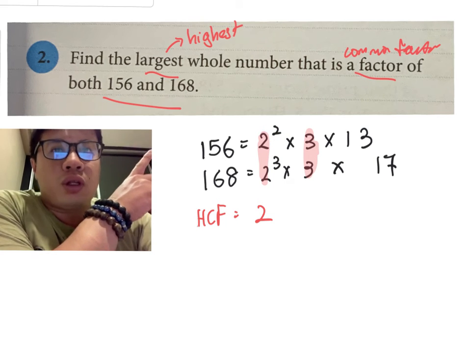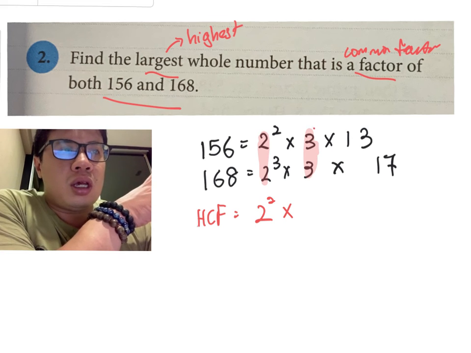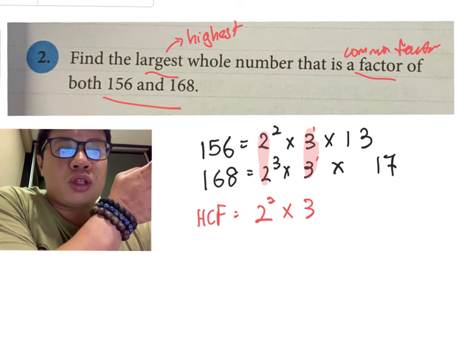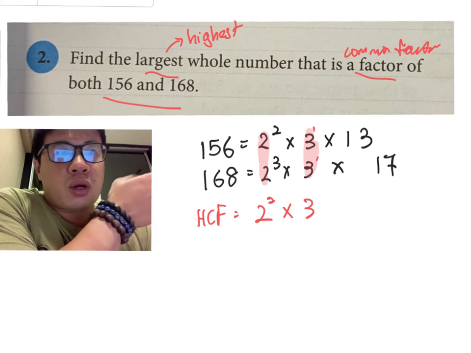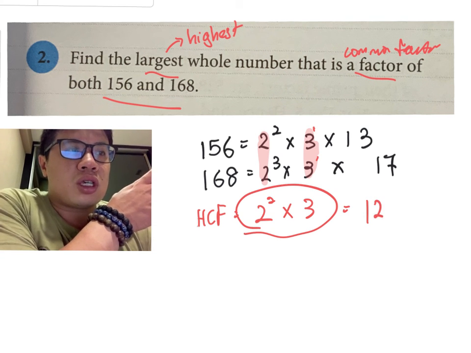For 2, we will take the lowest index. The next one, 3, both are 3 power 1, so we take the number 3. So our answer is just 2 power 2 times 3, which equals 12.